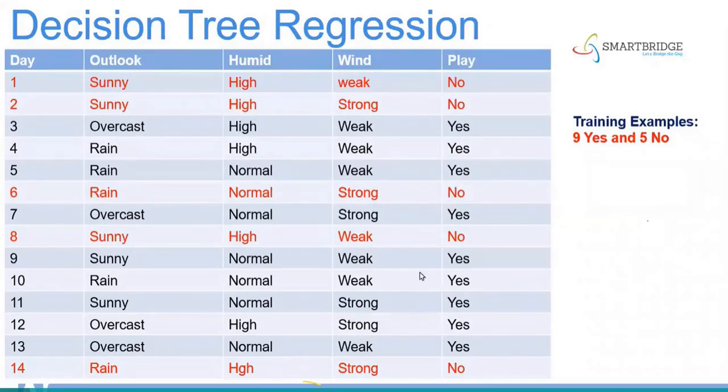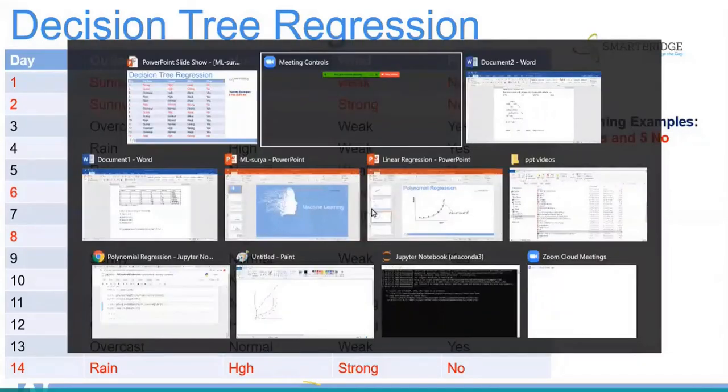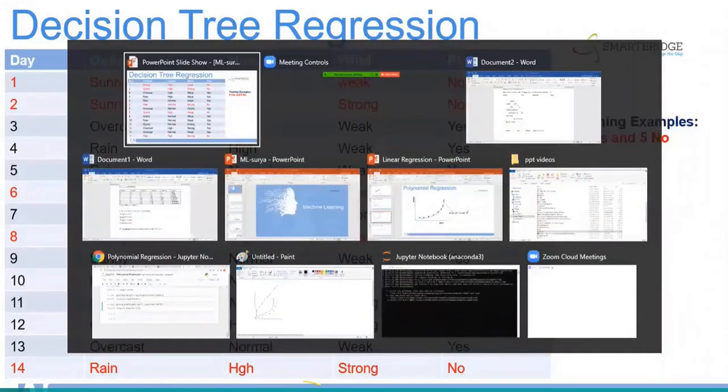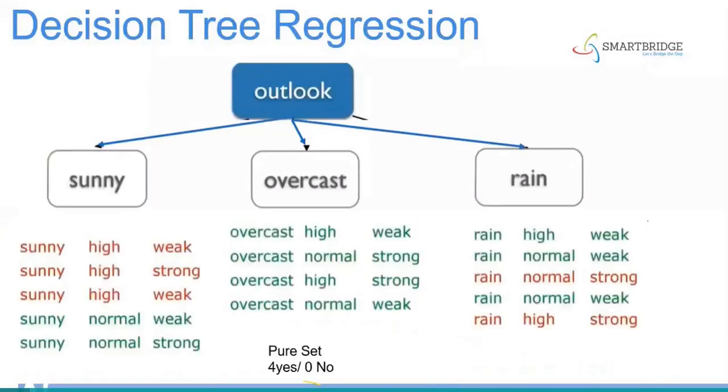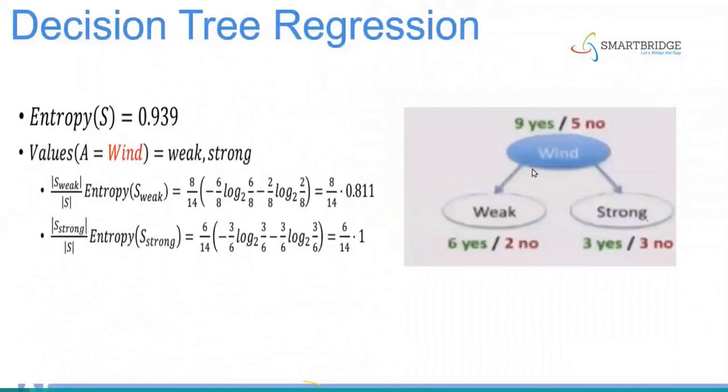In wind also, 9 yeses, 5 no's. In wind, I want to consider weak as well as strong. So if you consider that, then you will get: in wind, you have 9 yeses and 5 no's, out of which you have weak as well as strong.